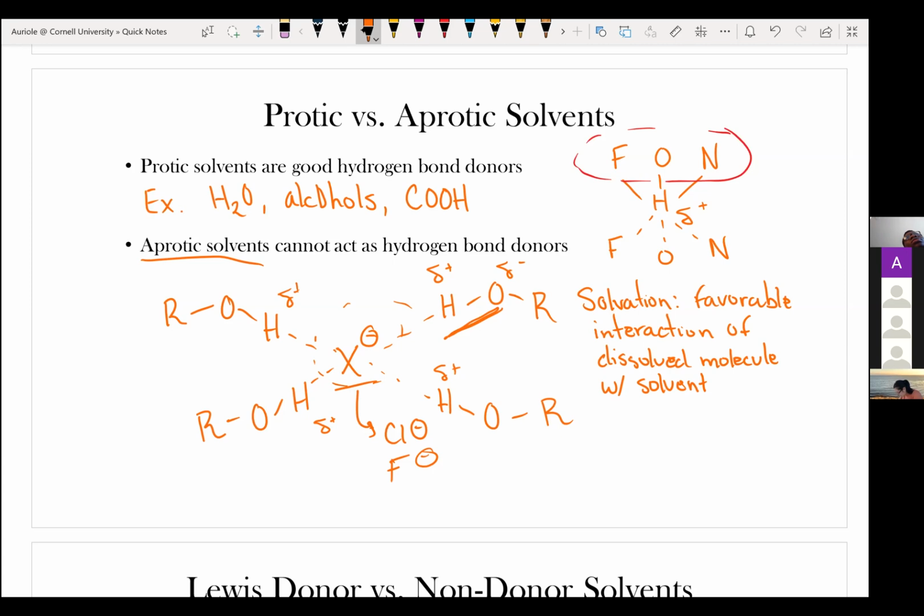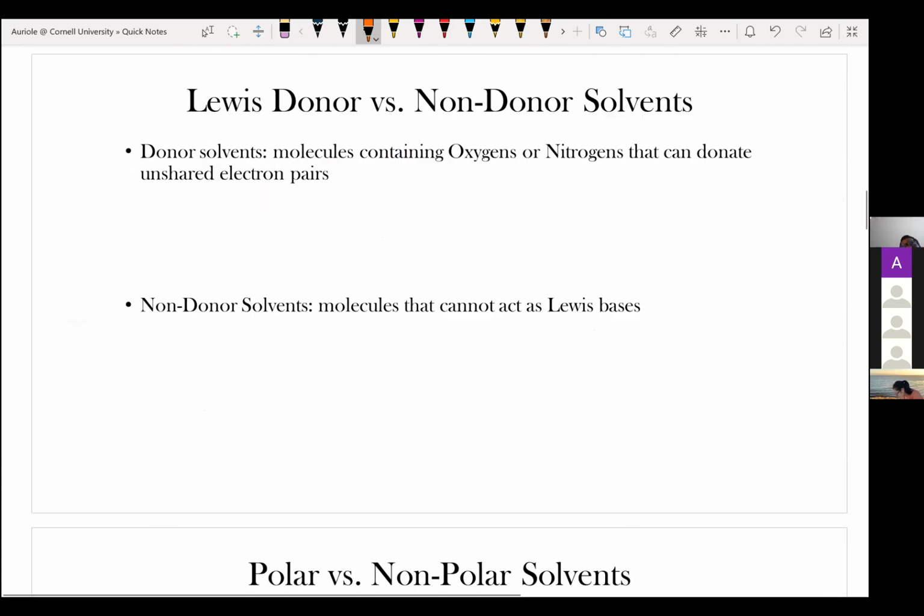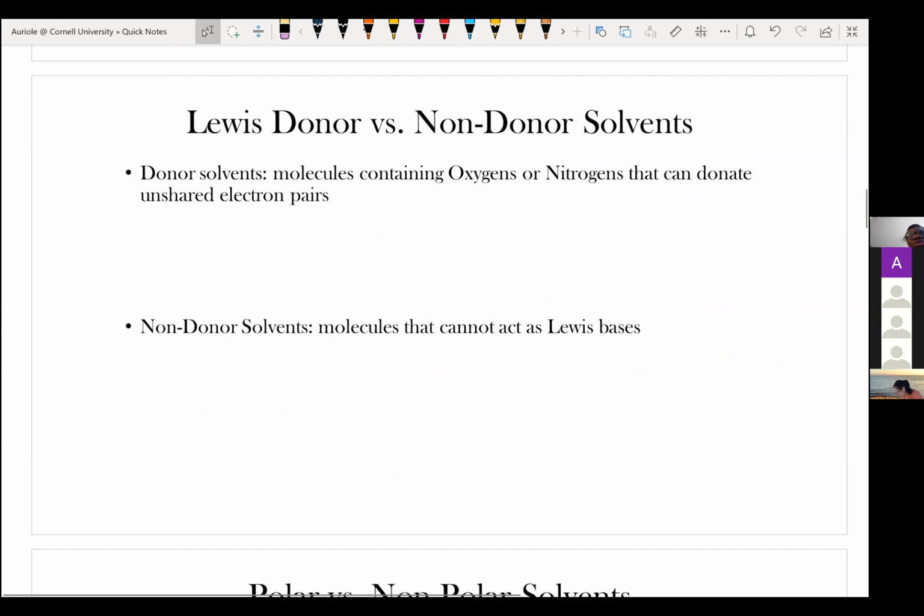Thank you. Okay. So our second set of solvents are going to be our Lewis donors versus our non-donor solvents. So donor solvents are going to be molecules containing oxygens or nitrogens, or essentially any atom that can donate unshared electron pairs. And so, in other words, these are molecules that can act as Lewis bases.